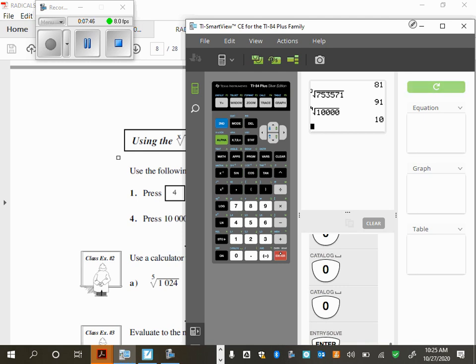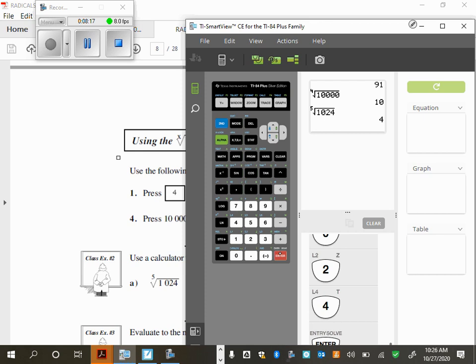Let's do example 2a together. Fifth root. What do we press first to get fifth root? 5. So 5, then math, then 5. Turns out 5 into a fifth root. And then you just punch in 1024. What did somebody get? Yep, right? 4 times itself 5 times equals 1024.